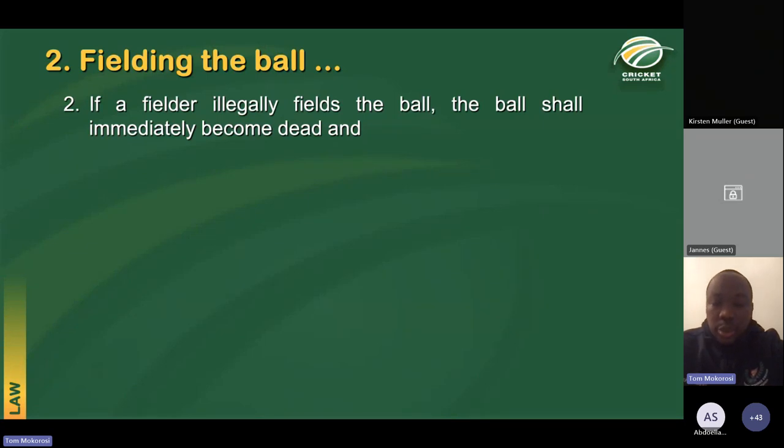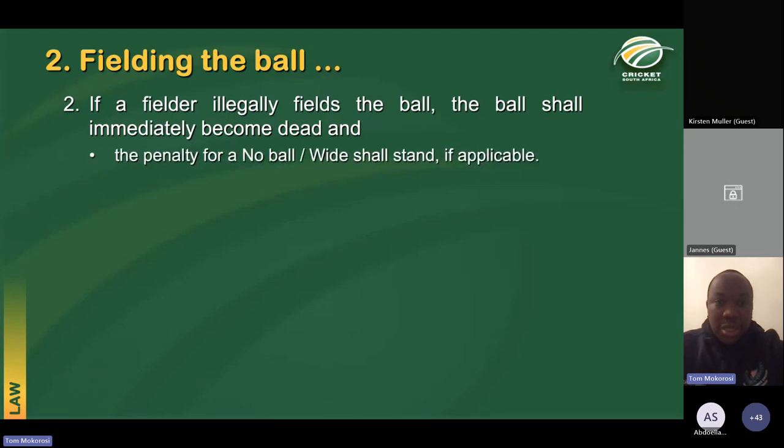So what do the umpires do in the act of illegal fielding? As I mentioned, the ball shall immediately become dead, but it is good umpiring practice for either umpire to call and signal dead ball just to alert everyone that the ball is now dead. Of course, the penalty for a no ball or wide will always stand if applicable.